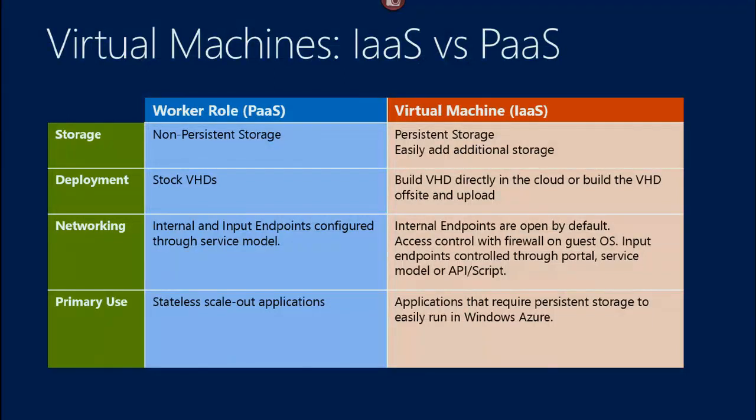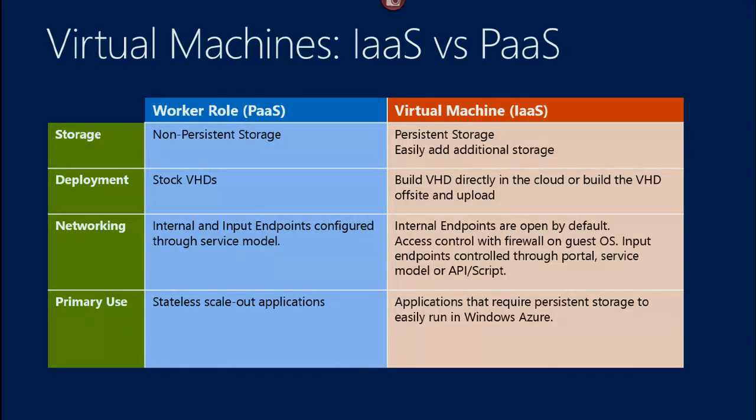Then you can see some other ones. Networking, I gave you one example. The way you discover topology is different. But there's also configuration of the connections between the virtual machines, which is done using a model in the PaaS world, whereas in the IaaS world, you just open firewall ports. And then you can see the primary use is targeted at different things.